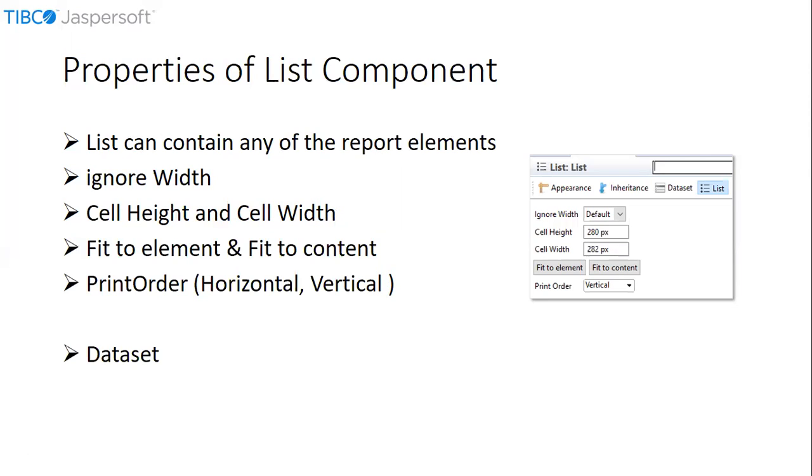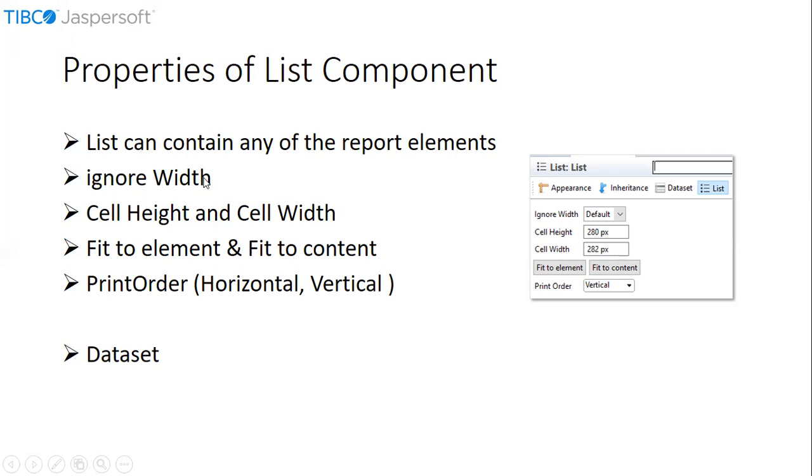Now let us have a look at the properties of the list component. A list component can contain any of the report elements. That means it can include a static text field, a text field, or a graphical element, and it supports most of the palette elements in it. The properties of the list component include ignore width, cell height and cell width, fit to element, fit to content, and print order. Let us briefly look at each of these properties with their options.